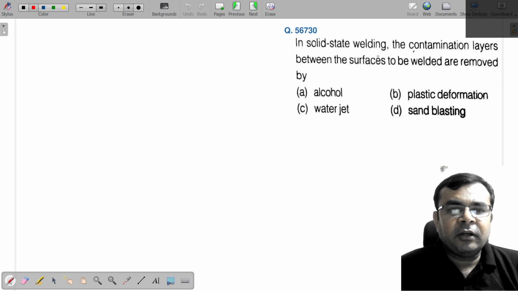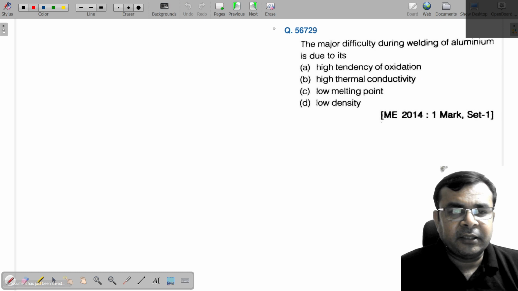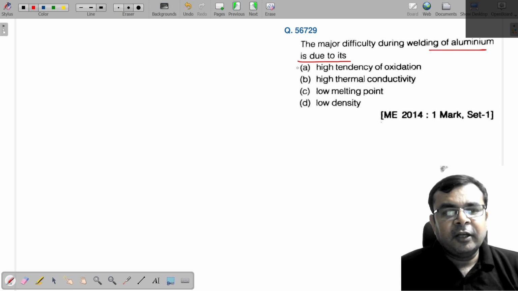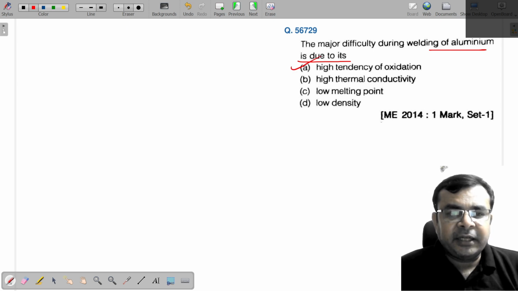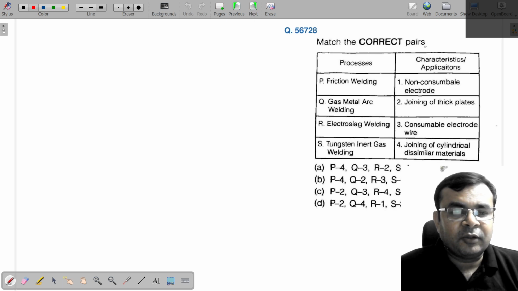Next question: in solid state welding, the contamination layer between the surfaces to be welded is removed by plastic deformation of the material. The major difficulty during welding of aluminium is due to, aluminium is a very reactive metal which reacts with oxygen and produces aluminium oxide. So the correct answer is high tendency of oxidation. And if it makes oxides, then it becomes ceramic, which is an insulator. So it is not possible to weld.